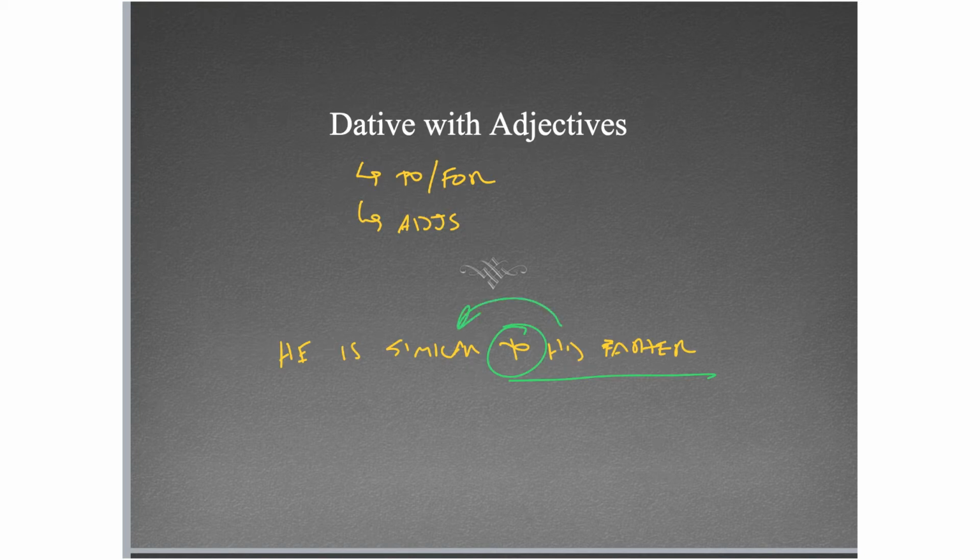The one thing to point out is that grammatically, similar and father have nothing to do with each other. So similar agrees with he, right? So this would be nominative masculine singular because he is nominative masculine singular. And the to his father is going to be dative because it's dependent on similar. But that's all it has to do with similar, all right? So similis patri, whoop, forgot the T. Similis patri est. All right, so he is similar to his father.